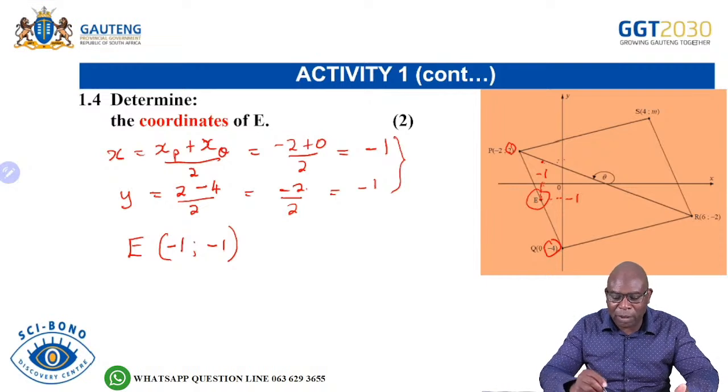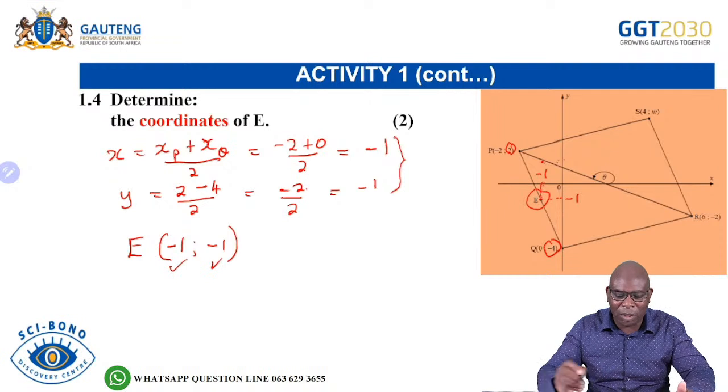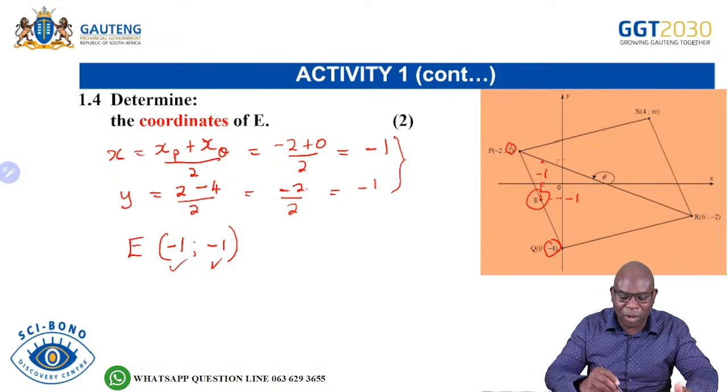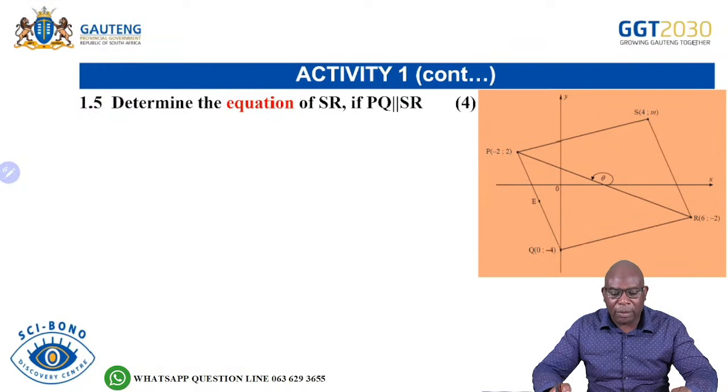So these 2 marks are for this and that. Obviously, I can do it without working it out. I can just go minus 2 plus 0, it's minus 2 divided by 2, it's negative 1. 2 plus minus 4, it's minus 2 divided by 2, it's negative 1. Just write down the answer and then you get the full marks.